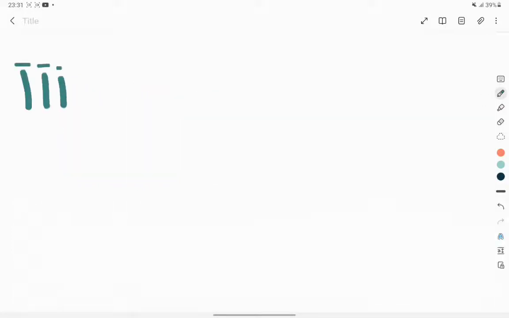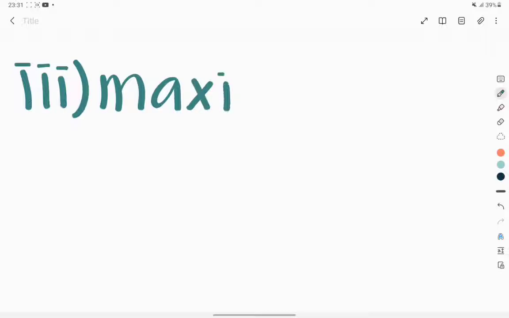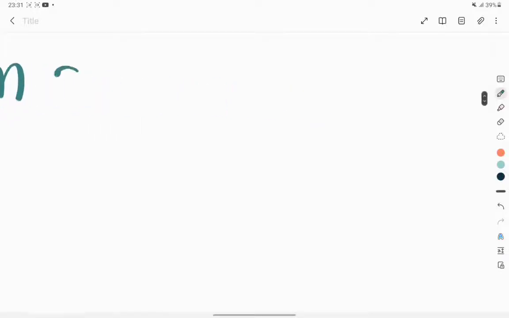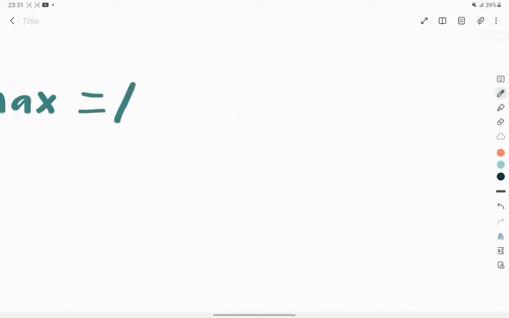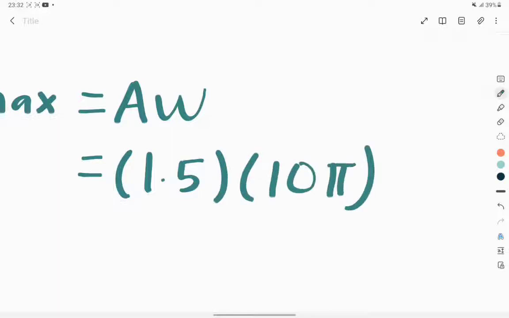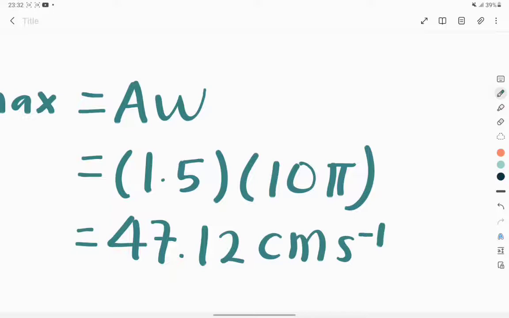Question number 3. Maximum speed. Vy max equals A omega, 1.5 times 10 pi, equals 47.12 centimeter per second.